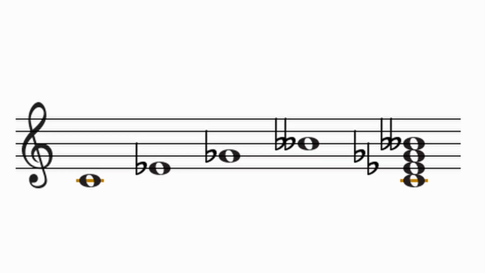However, in a fully diminished one, the minor 7th gets lowered to 9 half steps from the root. So it goes C, E flat, G flat, A. So that's fully diminished.